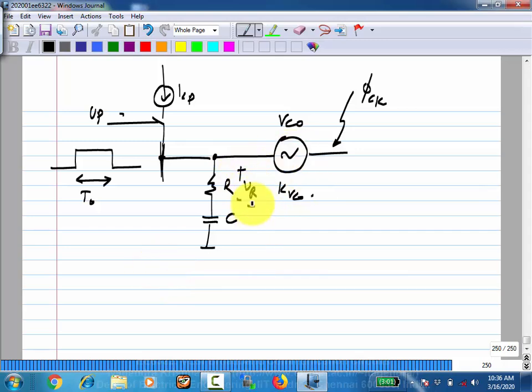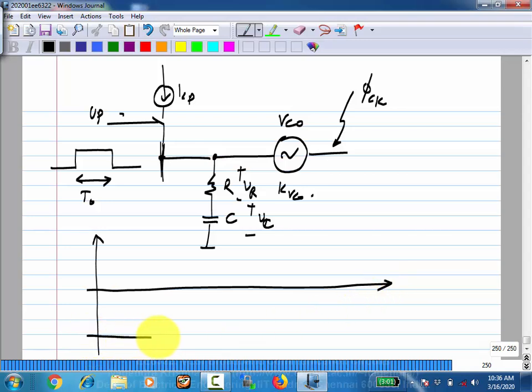There will be two components, obviously, because the whole system is linear now, right? So there will be a part due to VR and VC. You can plot the two separately. You can plot it for a few cycles. It will be very obvious what it is.